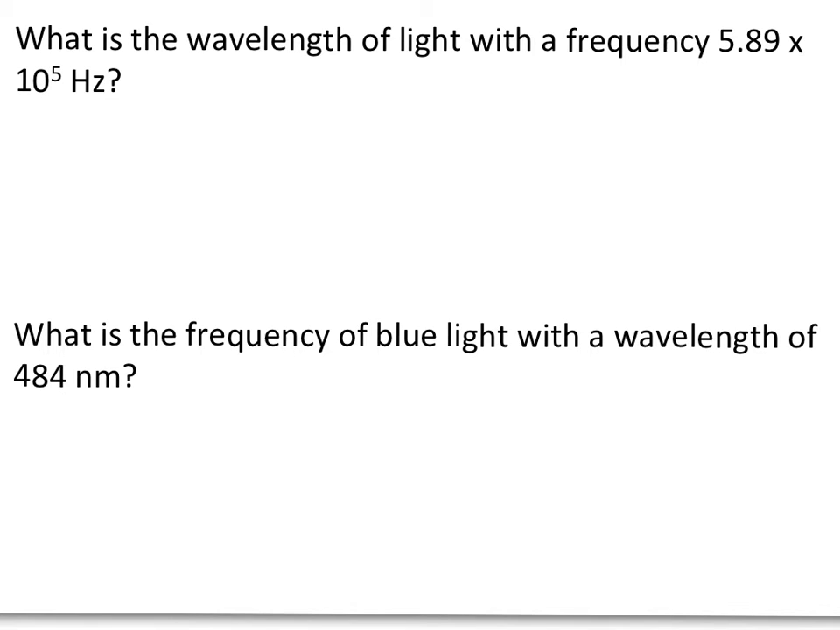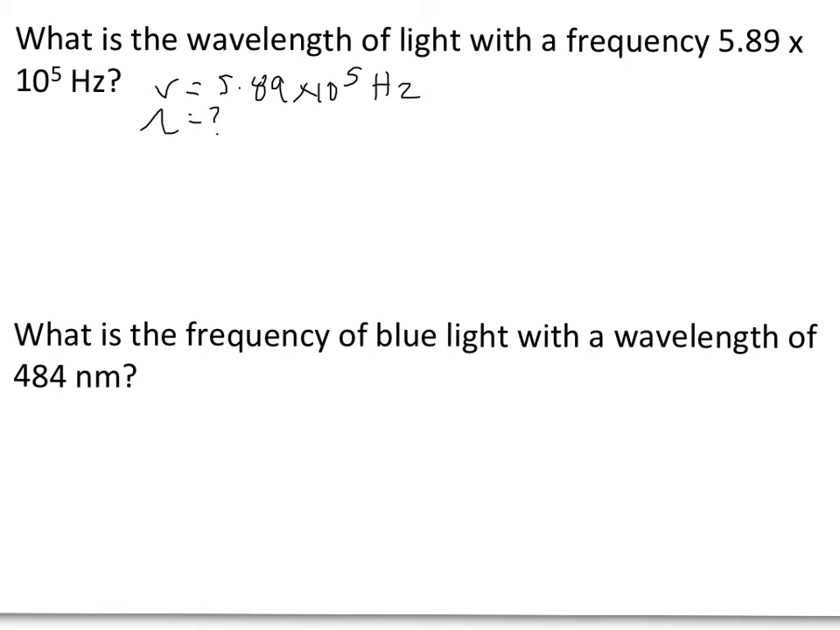So in this first question, they're asking us, what is the wavelength of light with a frequency of 5.89 times 10 to the 5th hertz? Okay, so in this specific example, they have given us our frequency. They've given us our nu value, and they've told us it's 5.89 times 10 to the 5th hertz. Remember, hertz can also be represented as inverse seconds, so 1 over s. And they want us to solve for our wavelength, so they want us to solve for our lambda.